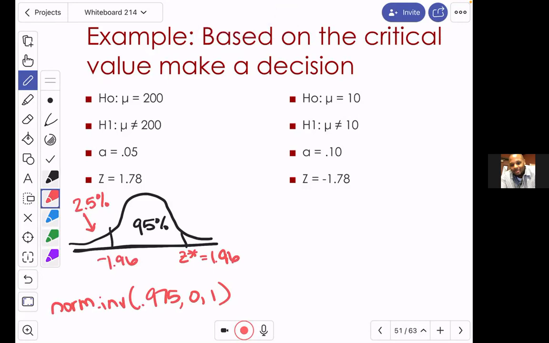I'm telling you the Z score. This right here is called the test statistic. This is what I call my test statistic, and it is a Z score. I'll show you how to calculate that in a few. But right now I'm giving you a test statistic of 1.78. Where does 1.78 fall at? Does it fall in my rejection region or does it fall in my safe region?